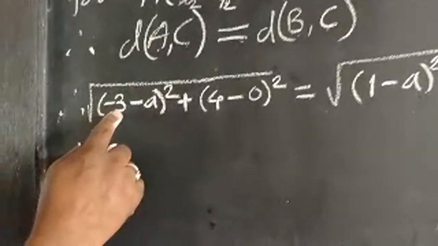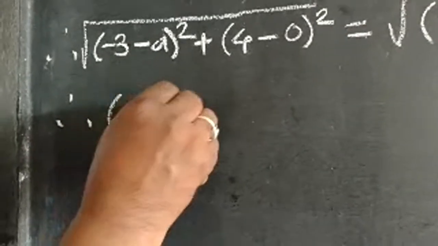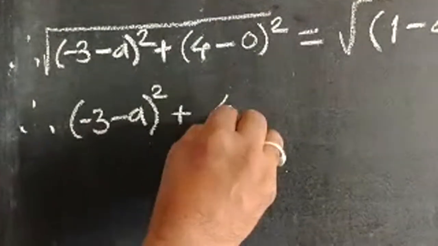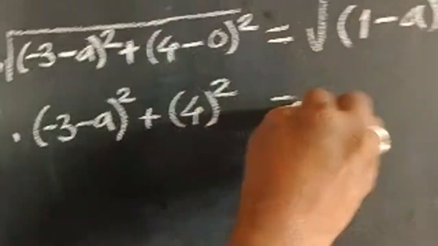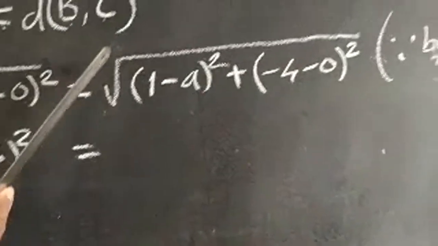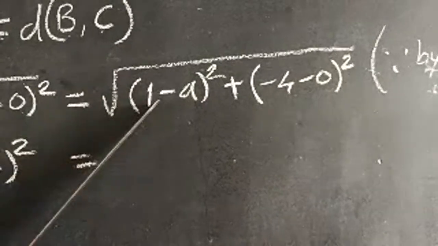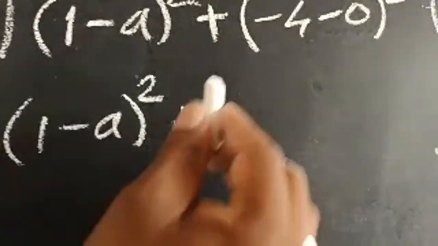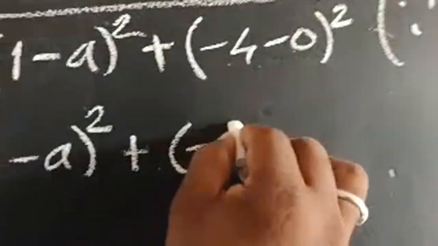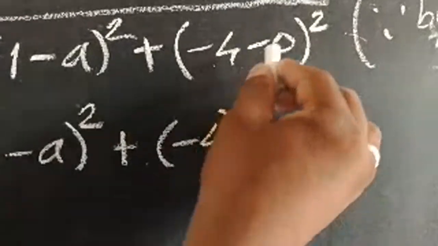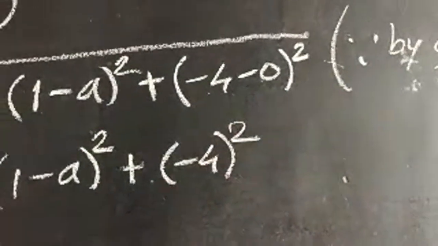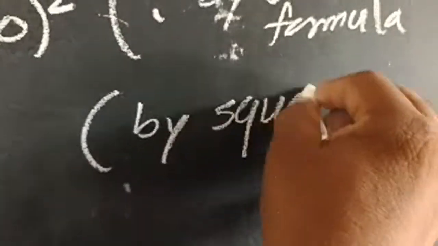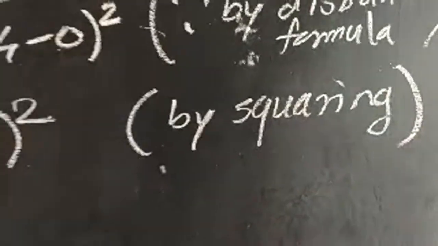Root removed, and what is the remaining term? (-3 minus a) square plus (4 minus 0), that is 4 square, is equal to, here also after squaring the root is removed, (1 minus a) square plus (-4 minus 0), that is minus 4, and square remaining. The reason is squaring both sides. Yes, good.